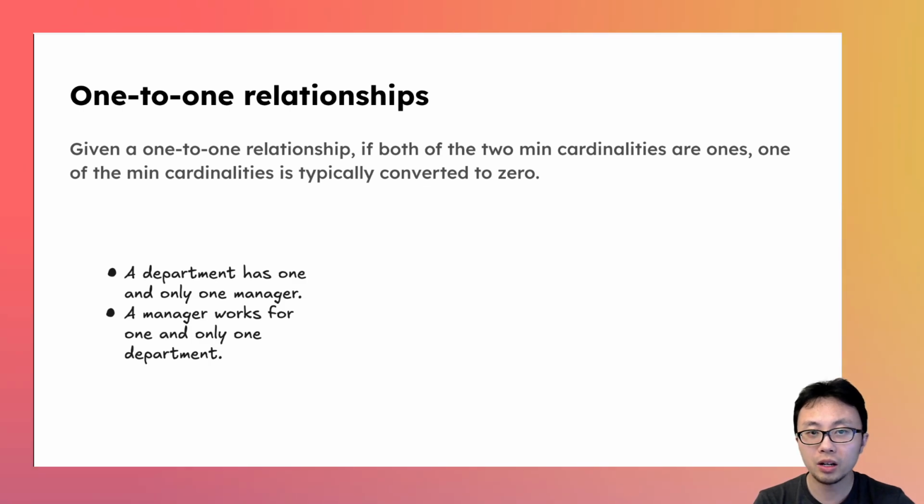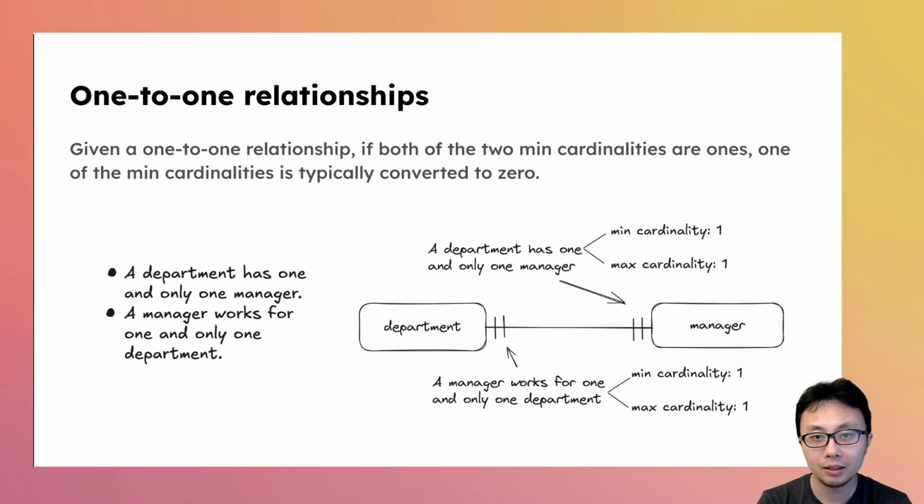Think about the relationship between two entities, department and manager. A department has one and only one manager, while a manager works for one and only one department. This is a classical one-to-one relationship. Both the max and min cardinalities of both directional relationships are 1. This representation is theoretically solid, but impossible to implement.